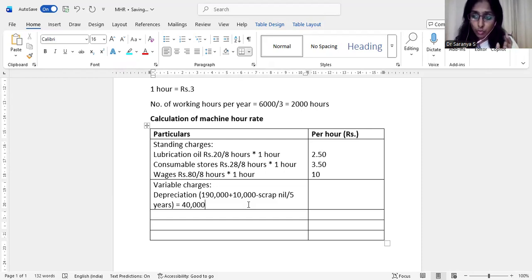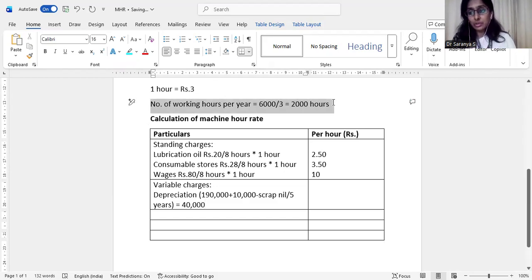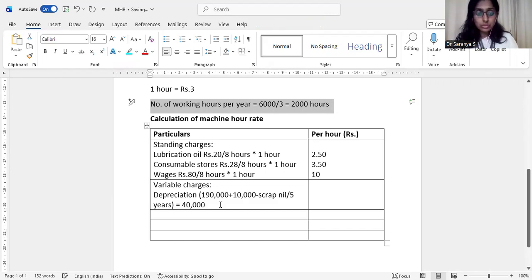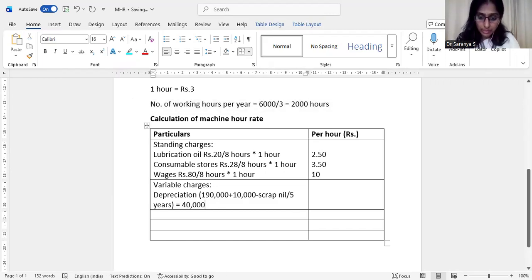But 40,000 is for 1 year. The machinery has worked in a year for 2,000 hours as per our previous calculation. So this 40,000 rupees divided by 2,000 hours. How much for 1 hour? I repeat, depreciation charge per year is 40,000. The machine is working for 2,000 hours in a year. So for 2,000 hours, if it is 40,000 rupees, how much for 1 hour? That is the calculation here. So the answer is 20. Okay, the next item.